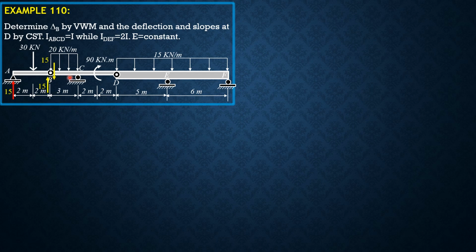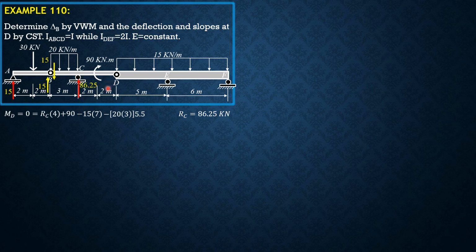Then considering BCD, summation moment about D equals 0. So we have reaction at C times 4 plus 90, then minus 15 times 7, minus 20 times 3 times 5.5, since 1.5 plus 4 is 5.5. Then R sub C is equal to 86.25 kilonewtons as shown.